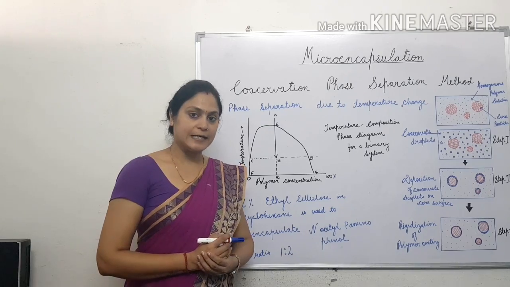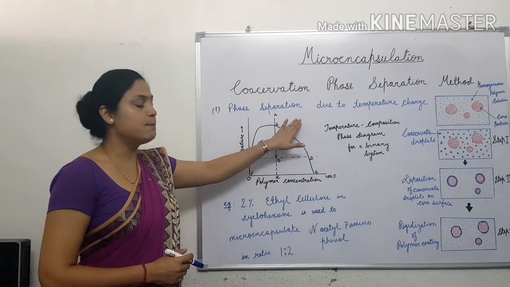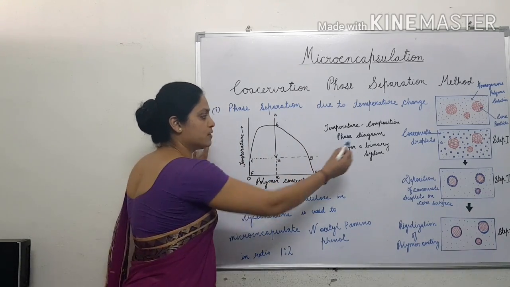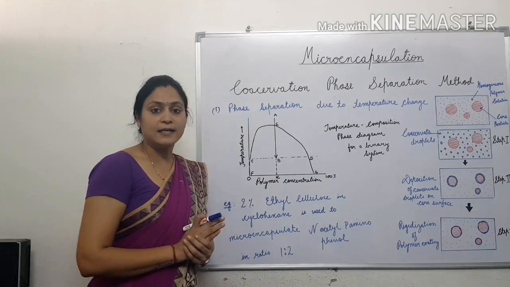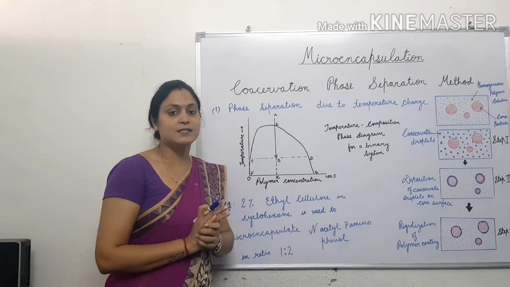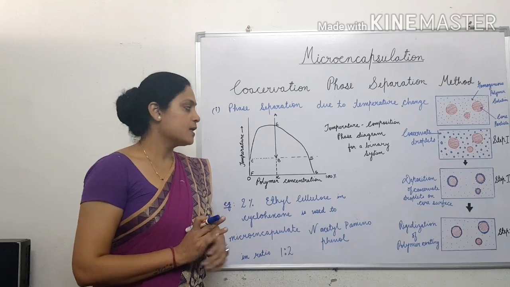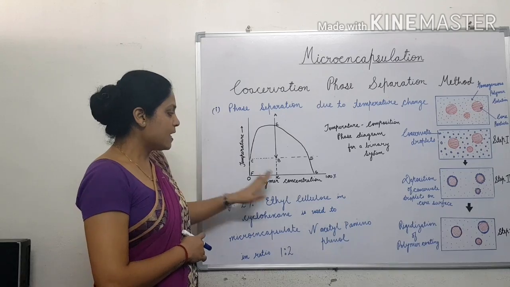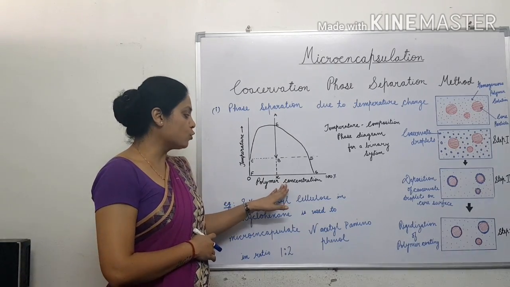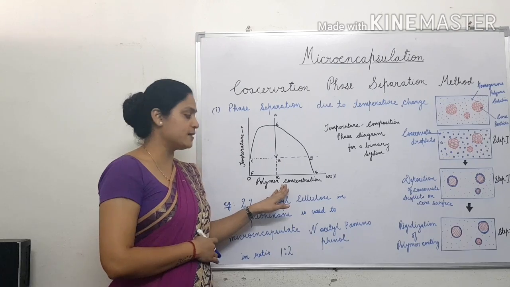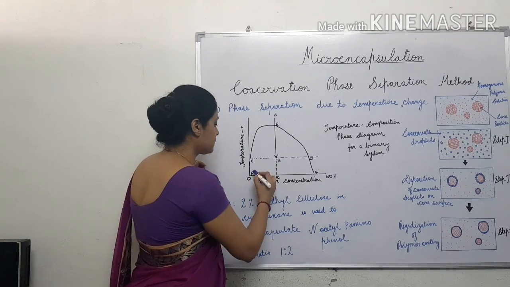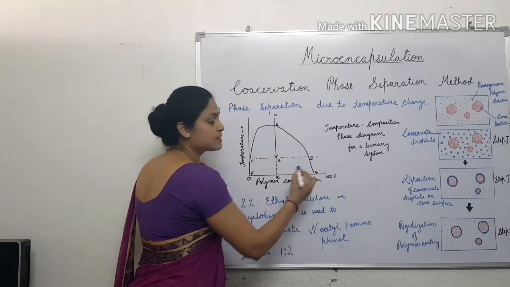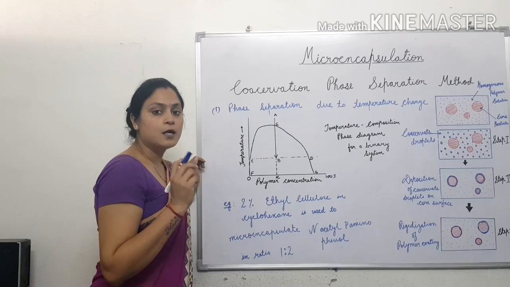Okay students, let's study the coacervation phase separation method by using temperature change. Now this is a temperature-composition phase diagram for a binary system, that is, a system containing two phases. Here the coating material, the coating polymer, is present at composition X. Now this FEG is called the phase boundary curve.